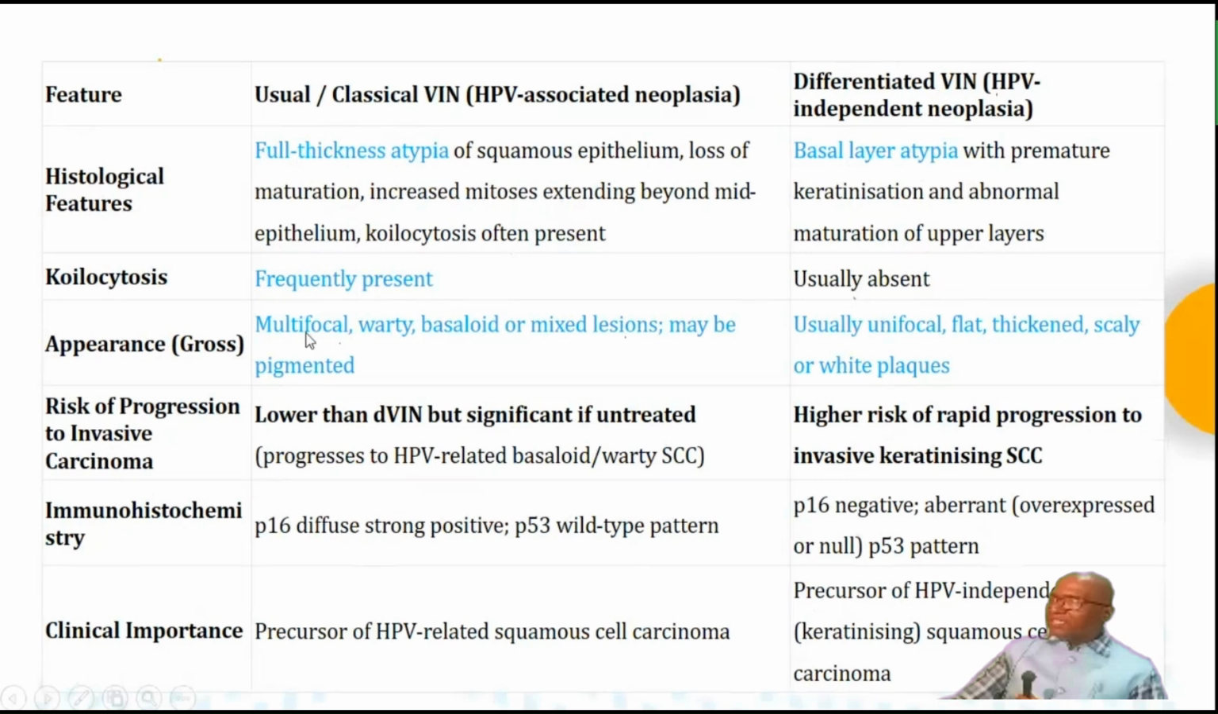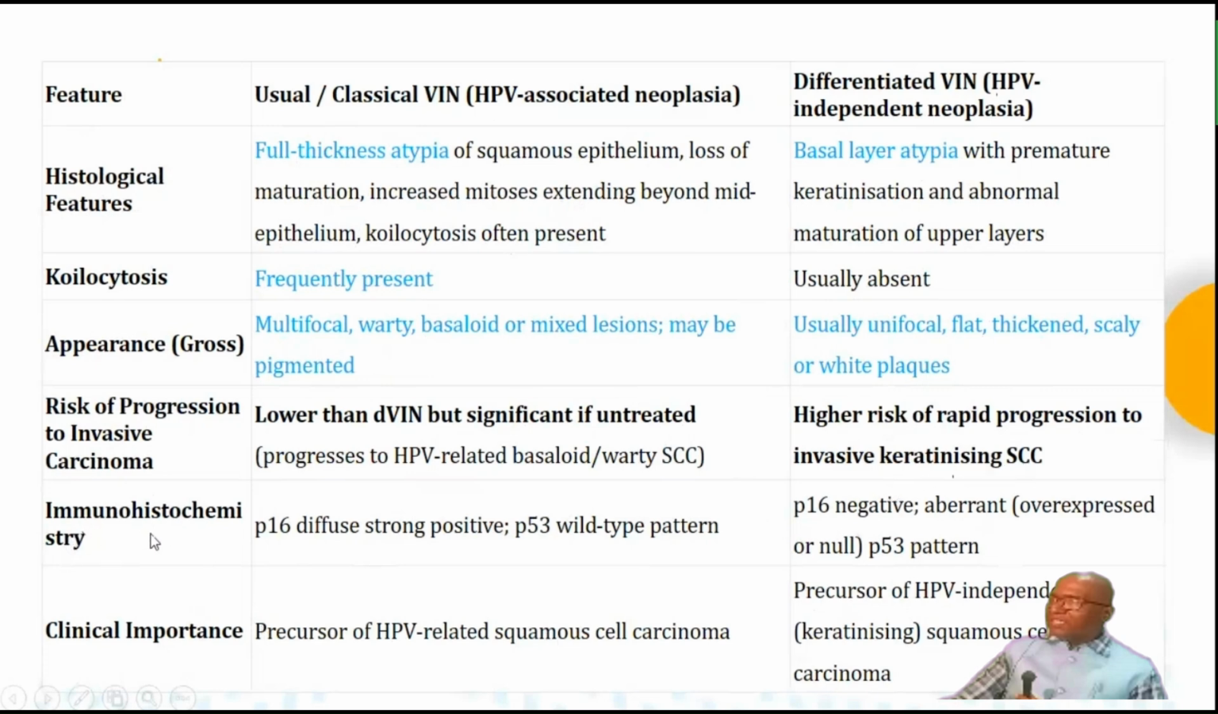Okay, this one is multifocal, warty, basaloid, or mixed lesions and may be pigmented. While this differentiated one is generally unifocal, flat, thickened, or scaly white plaques. Okay, and this is multifocal. Okay, the risk of progression is lower than the differentiated variety, but significant if untreated. Here, there is a higher risk of progression to invasive keratinizing squamous cell carcinoma.